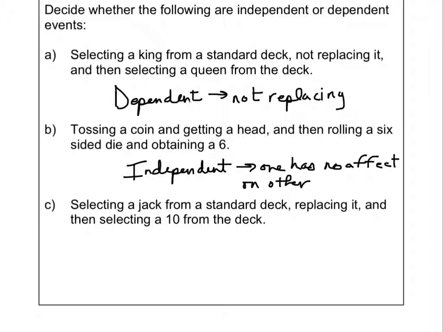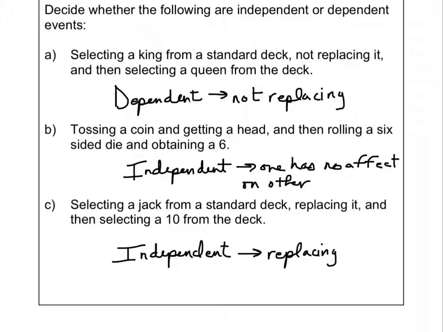So from that deck, I pull out the jack, I put it back. Does it affect the probability of the second one? Since I didn't take it out, it's still the same kind of concept. So no, it does not affect it, so this is independent. Anytime we put it back or replace it, it's independent. This time we are replacing. So it ends up being independent because it doesn't affect the second probability.